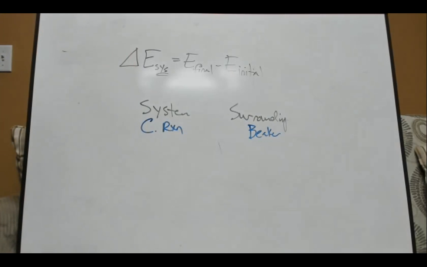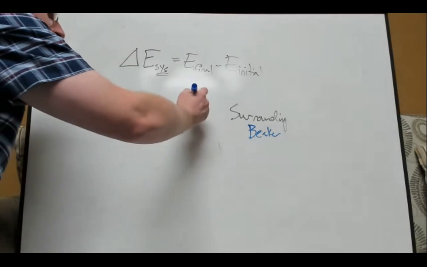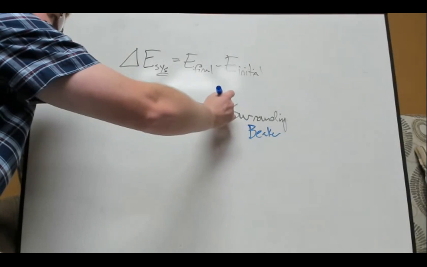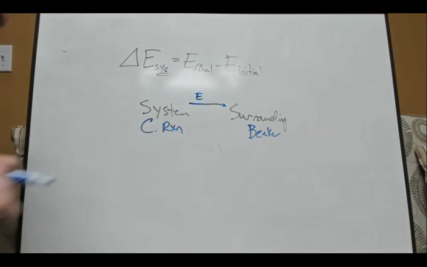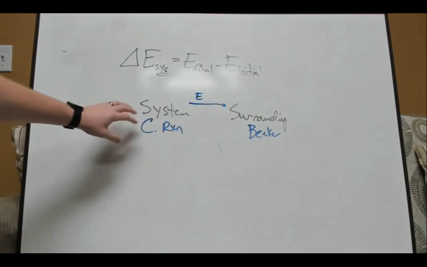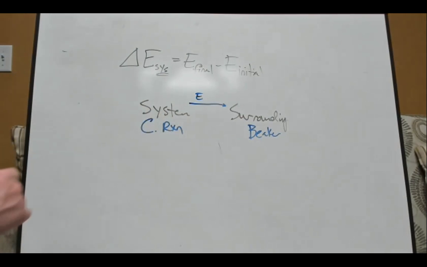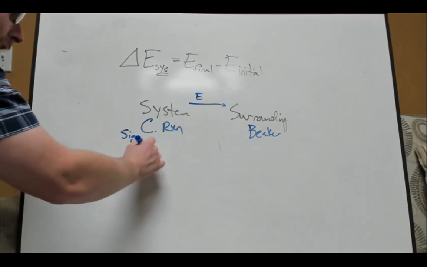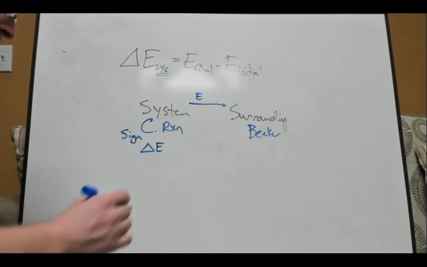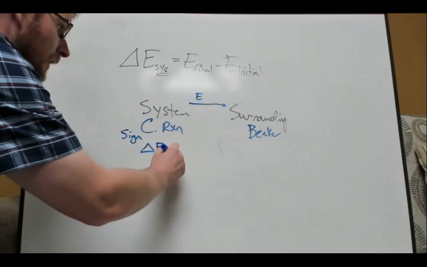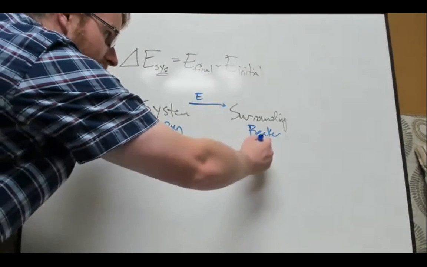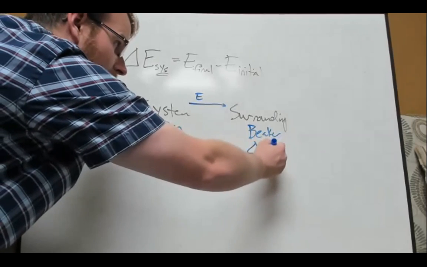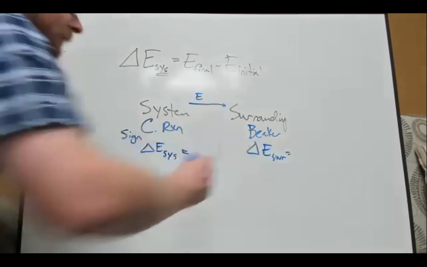If we have the energy flow going this way, let's think about this. The energy is going from the system to the surrounding. What would be the sign of the delta E of the system? And what would be the sign of the delta E of the surroundings?